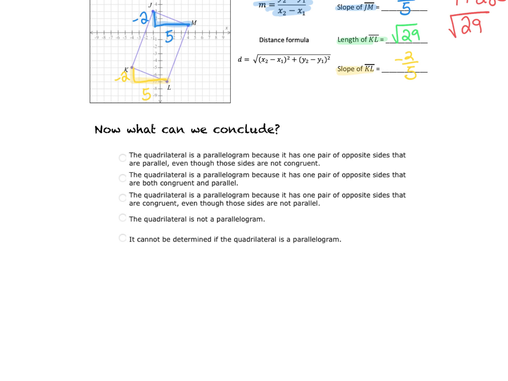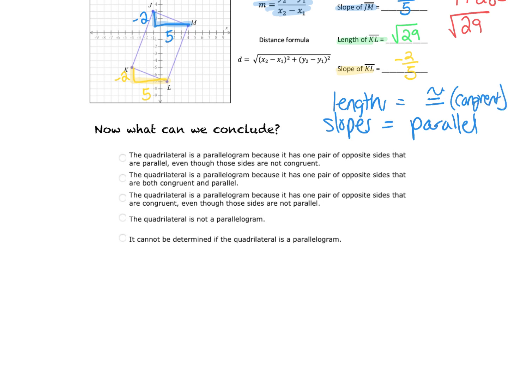So this is an important thing to note: if the slopes are equal, that tells you that they are parallel lines, okay? If the lengths are equal, that tells you that they are congruent. So I want to find the option that says they are parallel and congruent. Out of all of these, the one that says that would be the second one: the quadrilateral is a parallelogram because one pair of opposite sides are both congruent and parallel.